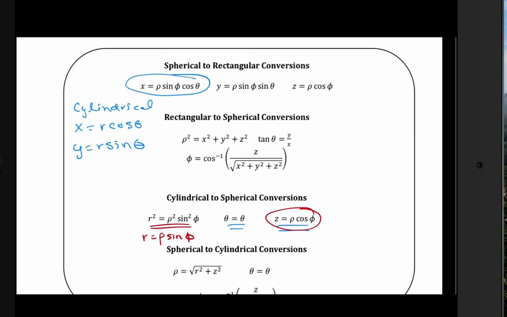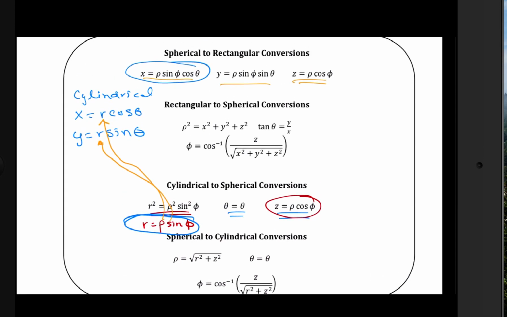So if I look down here at my cylindrical conversion and I simply substitute this r in, I'll use a different color. If I substitute this r in both x and y, then I get my x and y conversions for spherical. And then z is still the same as it is for cylindrical. So that's where those conversions come from. And again, going the opposite direction, we're just undoing everything that we've already done.